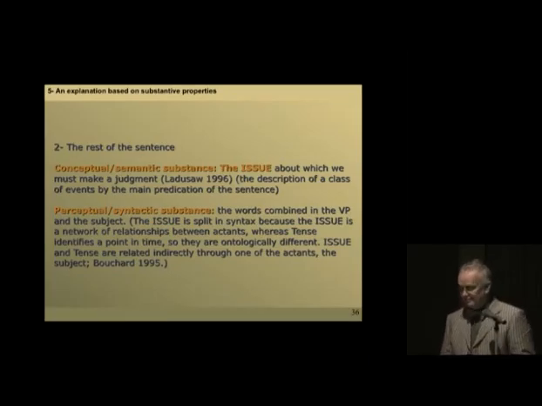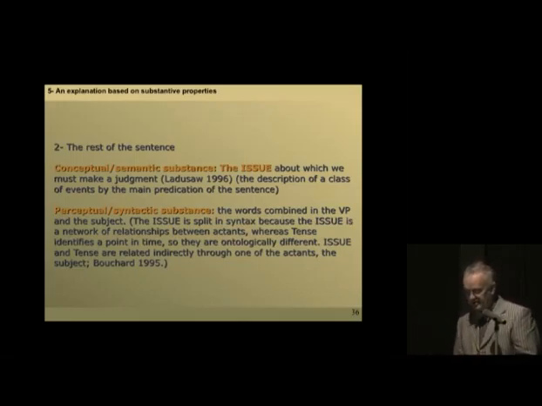Why is that? Very briefly, the issue is split in syntax because the issue is a network of relationships between actants, to take a very general term, whereas tense identifies a point in time. Okay, so they are ontologically different. You have a network of elements on the one hand, and you have a point, and you have to try to relate them in some way.